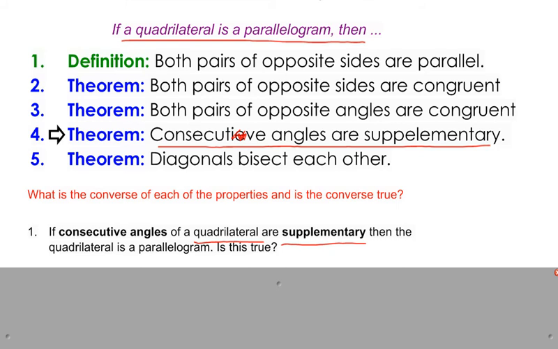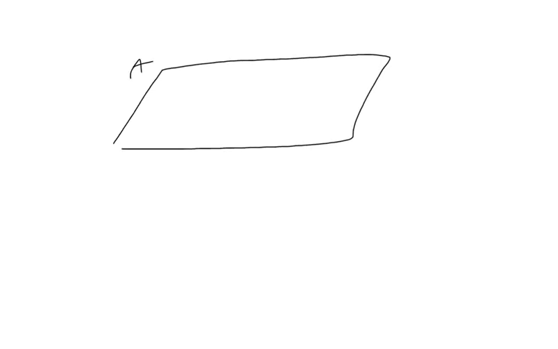How do I know that this is true? I mean, I know it's true. It's the theorem that is in your notes, but how do I know? Now, the proof of this is actually quite quick and quite simple. So I'm going to draw a quadrilateral. That's A, B, C, D.